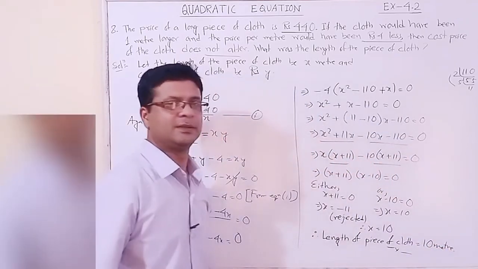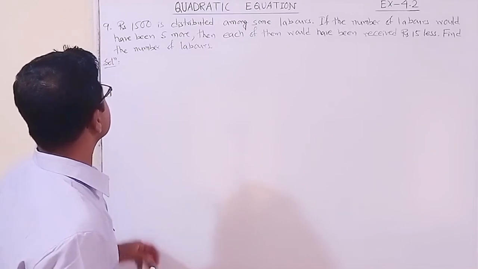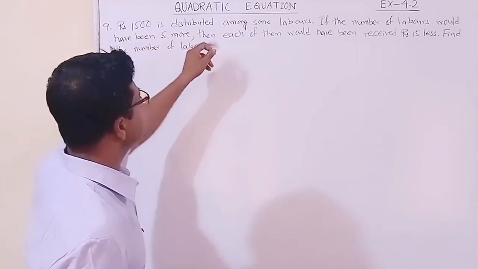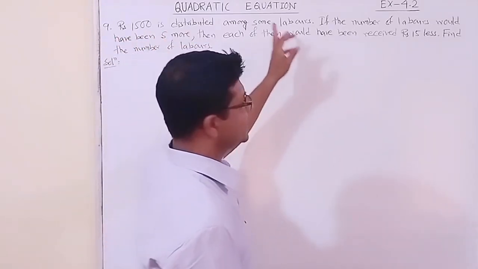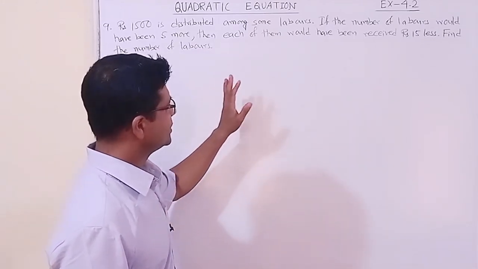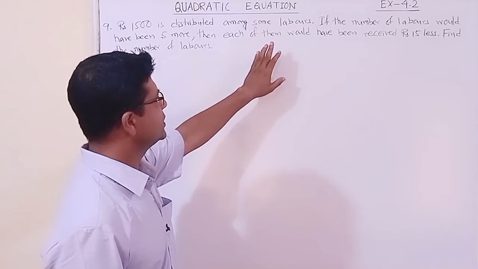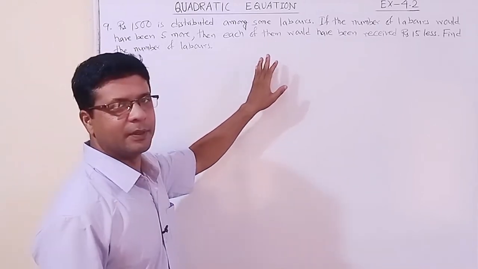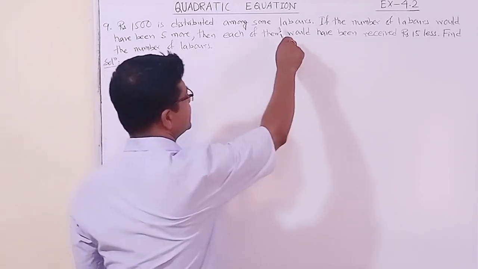Alright, now my beloved student, we have taken question number 9. Here the question is: rupees 1500 is distributed among some laborers. I think the person who has written this question must have written it very hurriedly, because this word is wrong here.